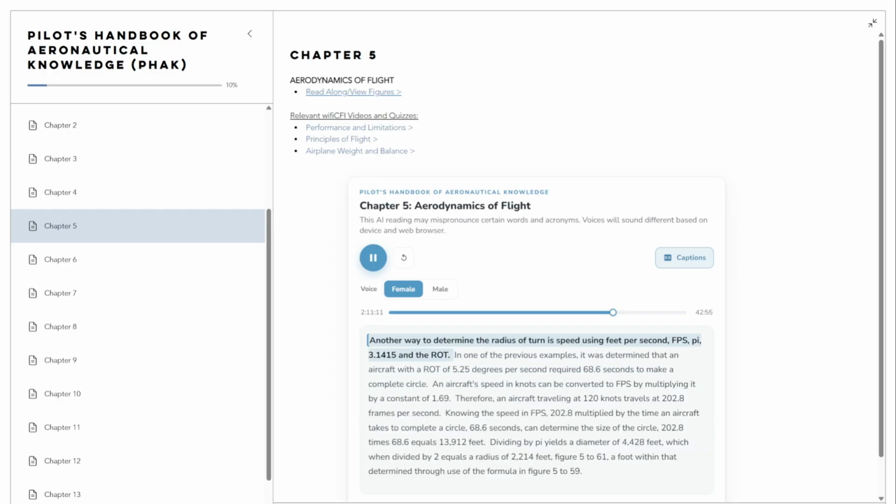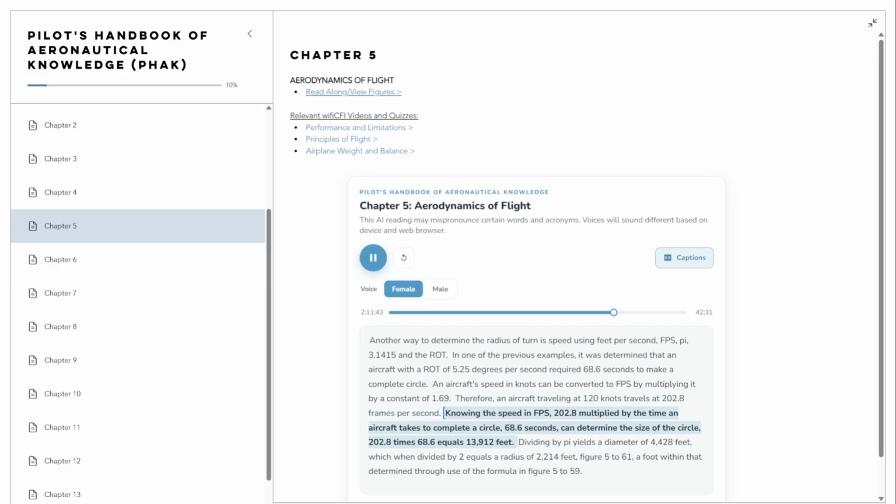Another way to determine the radius of turn is using speed in feet per second, FPS, pi, 3.1415, and the ROT. In one of the previous examples, it was determined that an aircraft with a ROT of 5.25 degrees per second required 68.6 seconds to make a complete circle. An aircraft's speed in knots can be converted to FPS by multiplying it by a constant of 1.69. Therefore, an aircraft traveling at 120 knots travels at 202.8 feet per second.